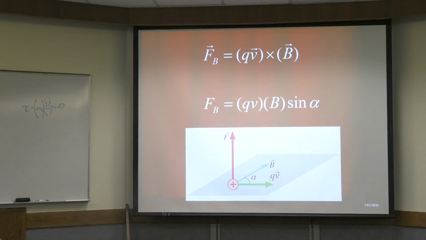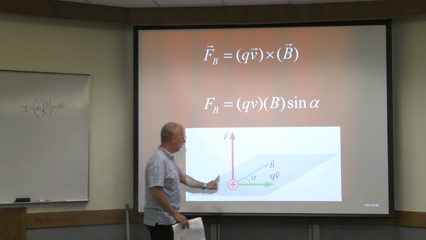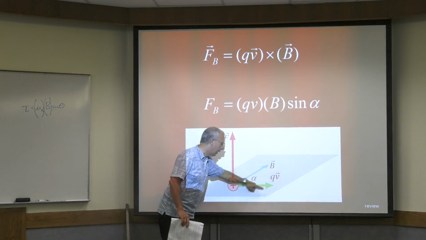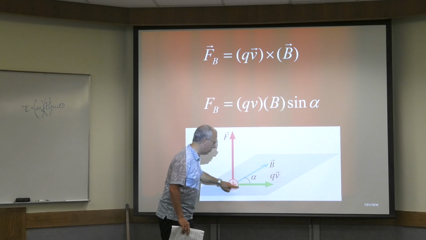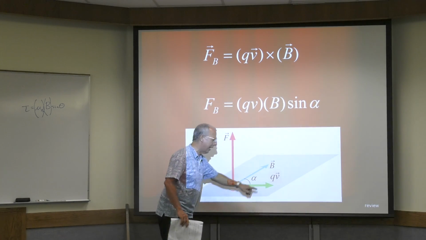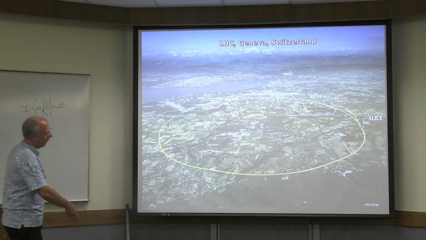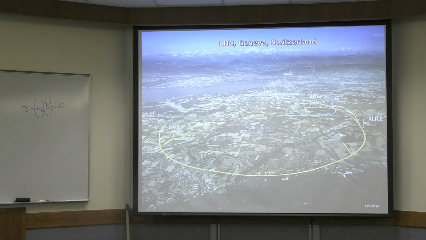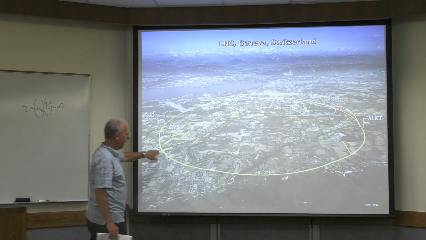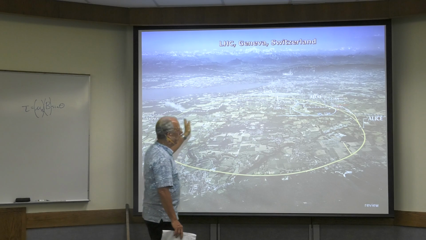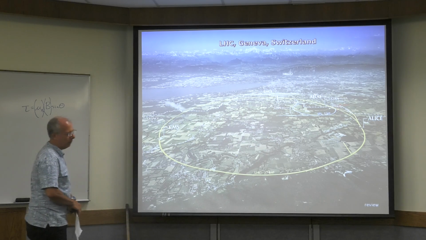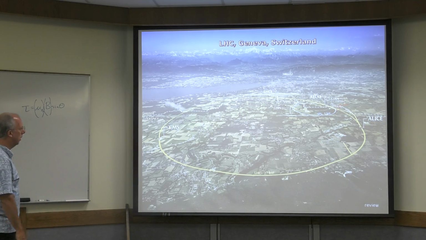Since the force is perpendicular to the velocity, the force cannot change the speed of the object. All it can do is change the direction. And you see that at CERN, at the LHC, all the magnets do is make the protons go in a circle. The magnets do not make the protons go faster or slower. The electric field is used to make them go faster.